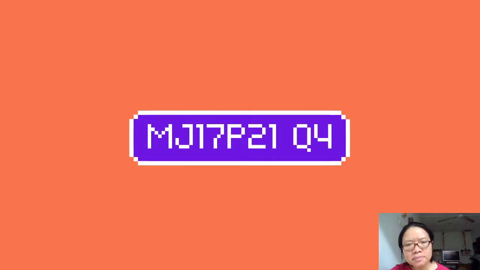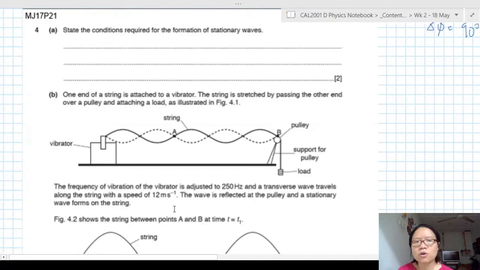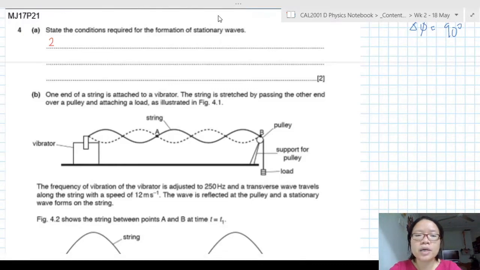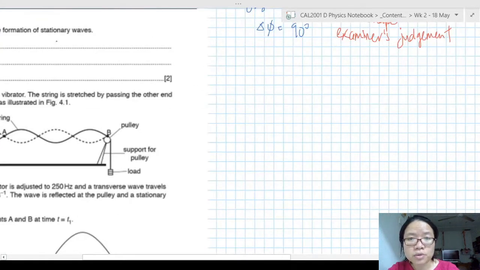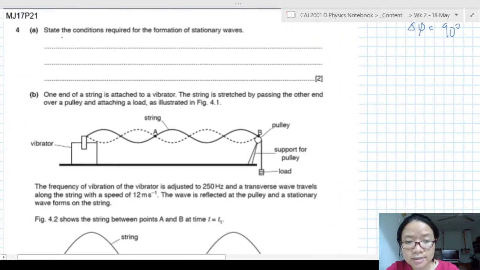Alright, next question. Ta-da! May, June 17, paper 2-1. Question 4. Right, so state the conditions required for the formation of stationary waves. This one is in your notes lah. So just repeating it to help us remember. We need two waves, okay? Two identical waves. They should have the same frequency, wavelength, and amplitude. Have to have the same amplitude lah. If not, they cannot cancel. Okay, we need the cancelling as well.